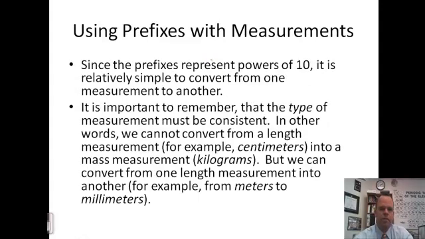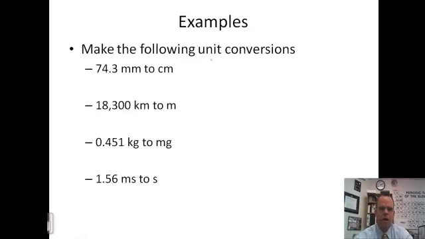When we use prefixes for measurement, since prefixes represent powers of 10, it is relatively simple to convert from one to another. Type of measurement must be consistent. You cannot go from meters to grams. You cannot go from moles to seconds. You've got to be in the same type of unit, but you can use a prefix to go from meters to millimeters and vice versa. So here are some common examples.